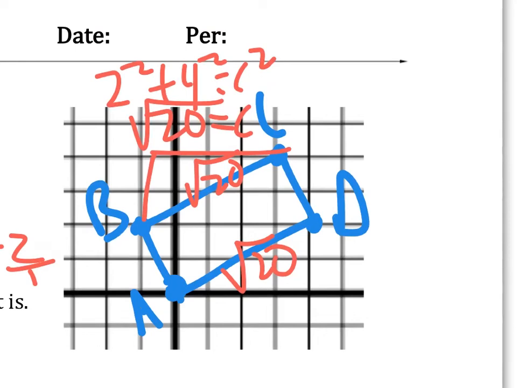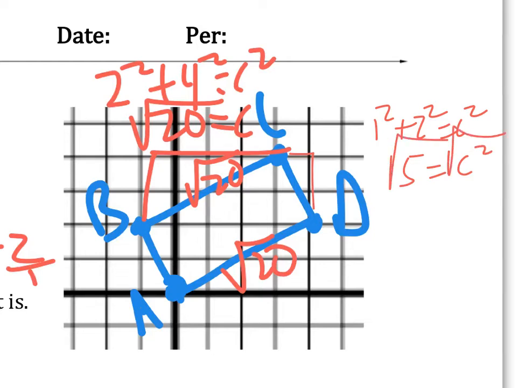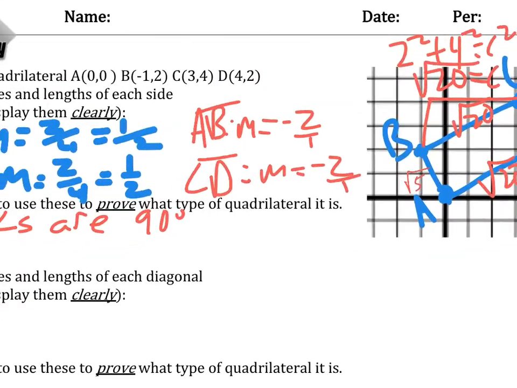So we got going over 1 down 2. So we're going to do 1 squared plus 2 squared equals c squared. And so this is going to be 5 when you simplify that. And then we'll square root it. And the square root of 5 is c. All right? So this is square root of 5. This is square root of 5. And since opposite sides are congruent, that makes it a parallelogram. Not necessarily a rectangle, but it makes it a parallelogram.